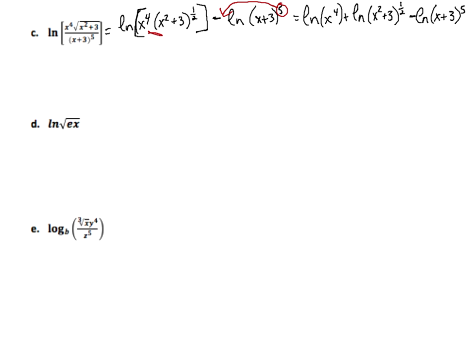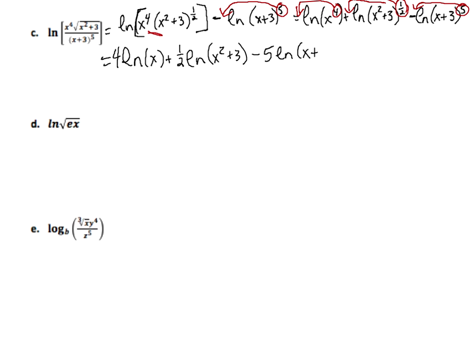Yeah, now I'll bring all those powers down as coefficients. So the 4 comes out front there, the 1/2 comes out front here, and the 5 comes out front there. All right, so I have the 4 ln of x plus 1/2 ln of x squared plus 3 minus 5 ln of x plus 3.